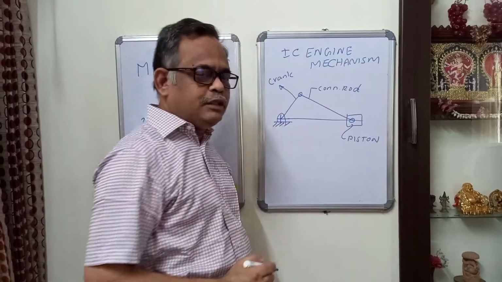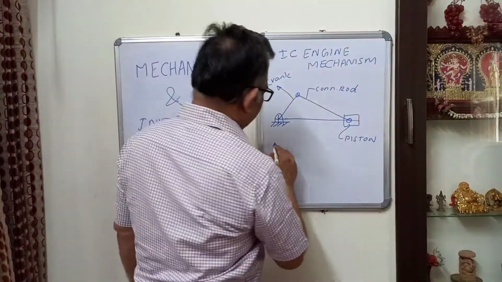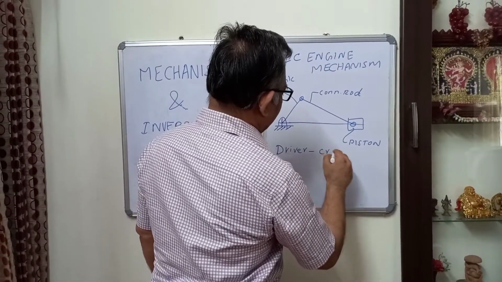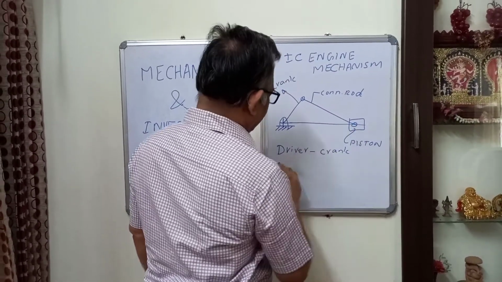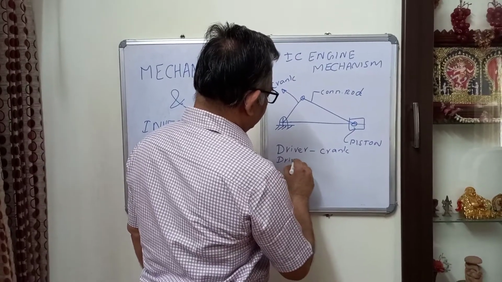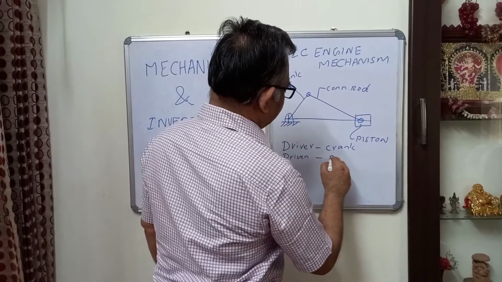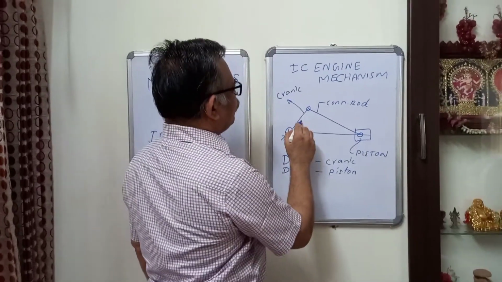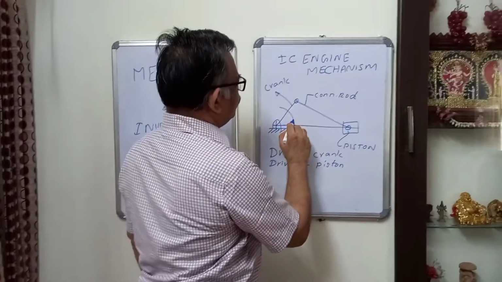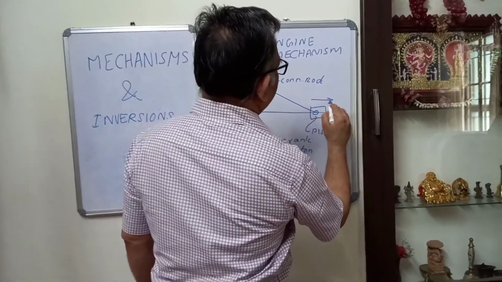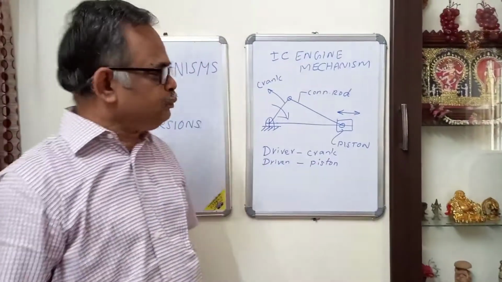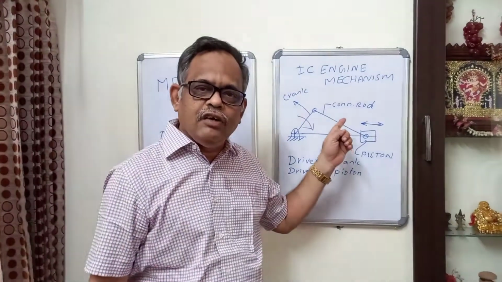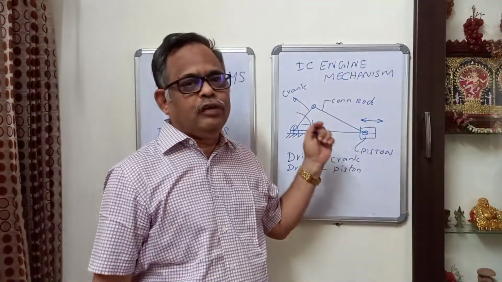In IC engine mechanism, the crank is a driver. Driver is crank and the driven is piston. When the crank rotates like this, the piston reciprocates like this. So the crank is the driver and piston is the follower or driven.